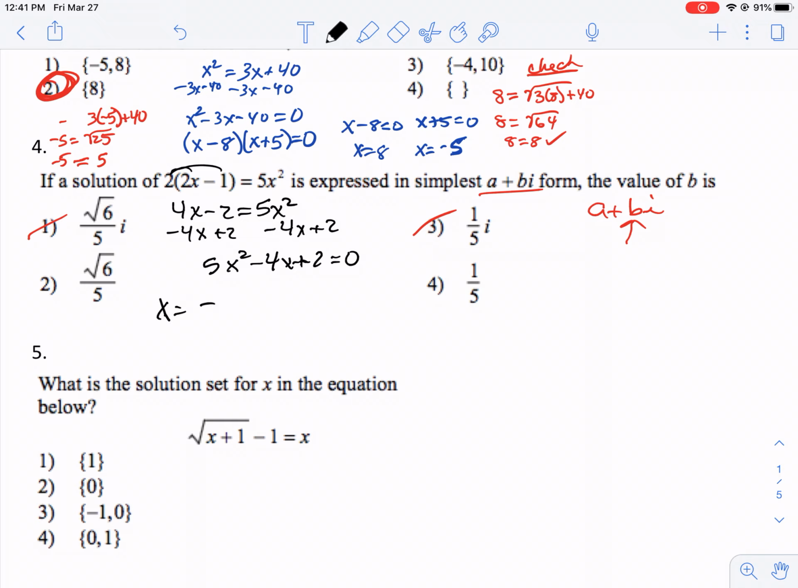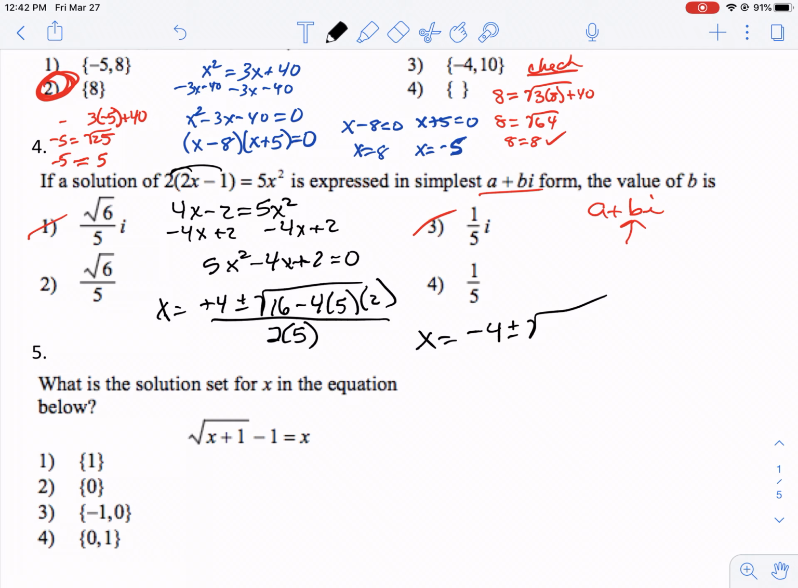Alright, so x equals negative b. Since b is negative 4, that turns it to a positive 4, plus or minus the square root of b squared, which is 16, minus 4 times 5 times 2, all over 2 times a, which is 5. So x equals negative 4 plus or minus the square root of 16 minus 40, which is negative 24. Of course, you can just type that in your calculator if you need to. All over 10.